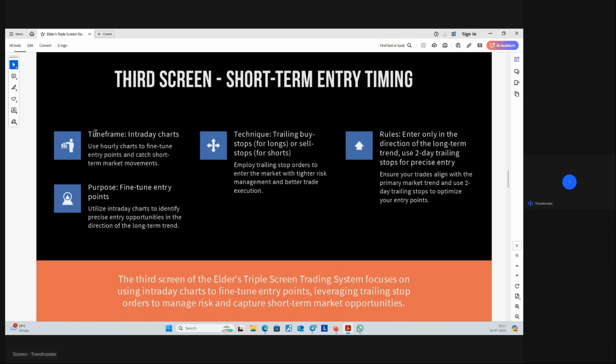Now the third screen: short term entry timing, using an intraday chart for fine tuning the entry point. The entry point in the short term is typically a kind of randomness, so anything below 5 minutes is almost random, and we are looking at 15 minutes to 1 hour. In our case, Swing Trading Pro is only 15 minutes to 1 hour, not lesser than that, not bigger than that.